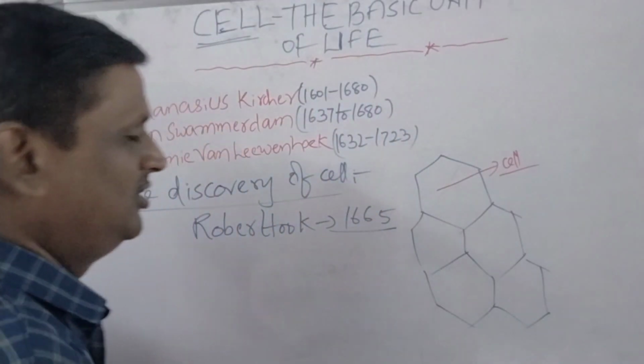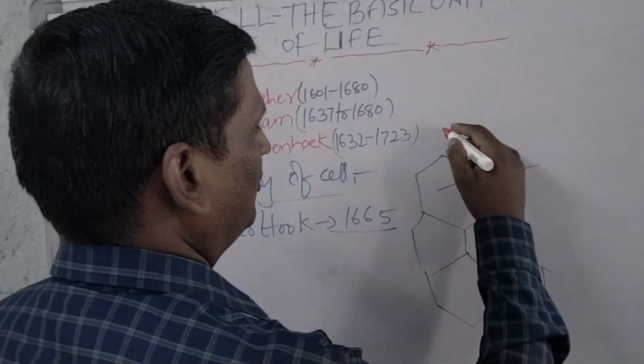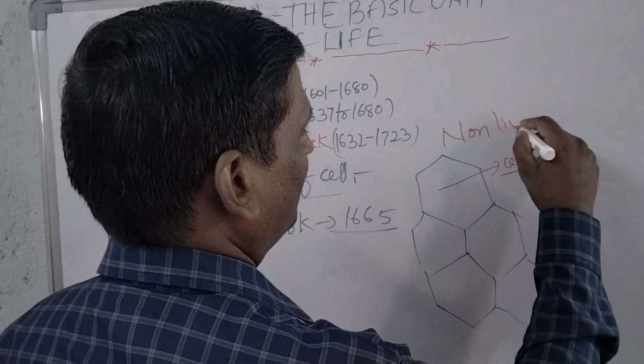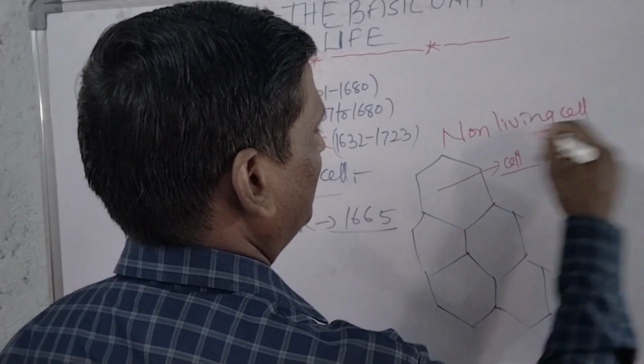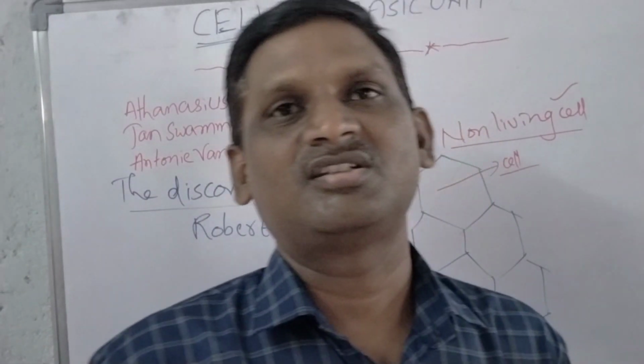Then after, this is about the non-living cell. First time the non-living cell is discovered by whom? Robert Hooke in the year 1665.